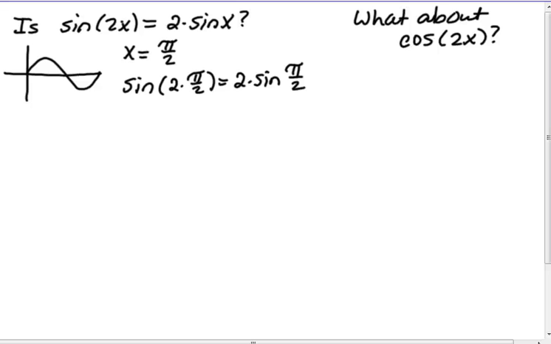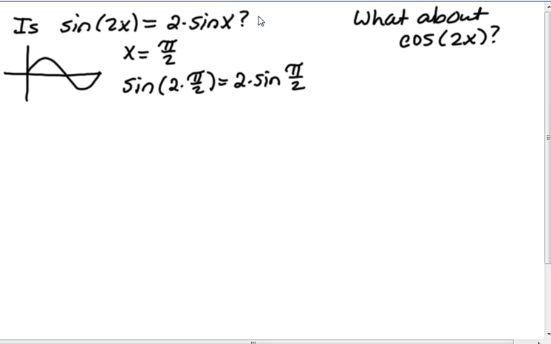Today we're going to be looking at double argument properties. We're looking at arguments that are double a trig value, and we want to write it in terms of the trig value. So we have cosine of 2x, or sine of 2x here, and cosine of 2x over here. Now the question is: is sine of 2x equal to 2 sine of x?